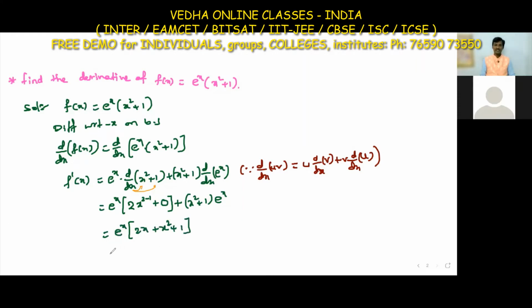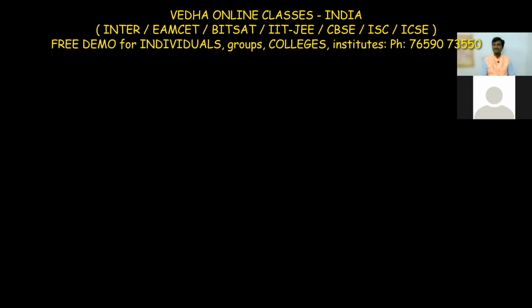Okay, either this is the answer, or we can write it as x plus 1 whole square, a plus b whole square formula, a square plus b square plus 2ab. So that means we get x square and 1 square plus 2 into x into 1 means 2x only. Okay, so either this is the answer or this is the answer. Okay, so this is the required solution.